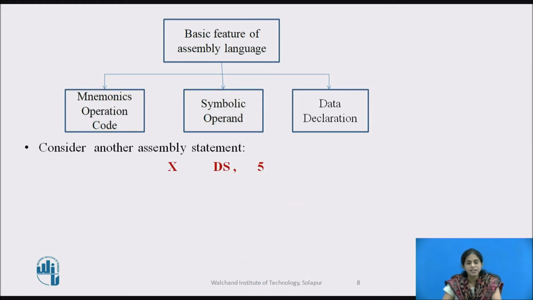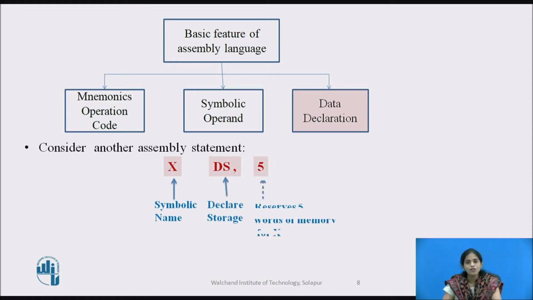Now consider another assembly statement: X DS 5. Here in the assembly language we declare the data in this way. X is a symbolic name, DS is declare storage, and 5 reserves 5 words of memory for the symbolic name X. So in this way we declare the data in the assembly statement.